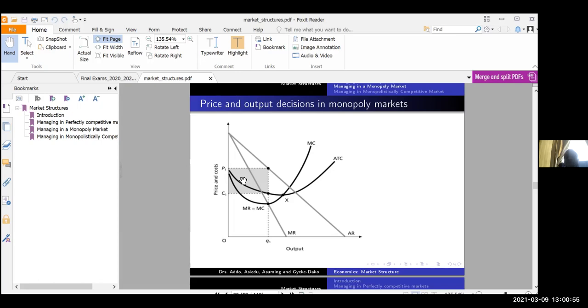So for the monopolist, if you anger him, he's just going to increase the price to P2. Monopolists create inefficiencies in the market. They can just increase the price far beyond the cost of production.